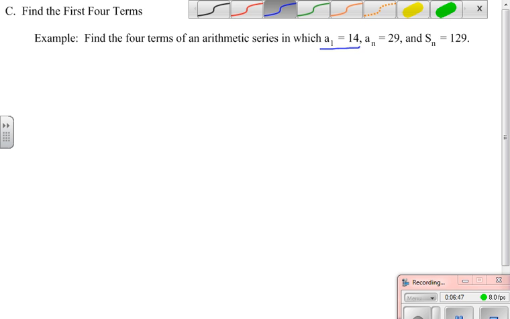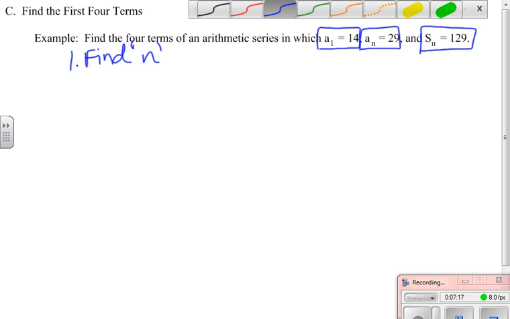When I give you A1, I give you the nth term, and I give you the sum of that nth term. So this is a 2-step problem. So first, we need to find n. We need to know how many terms we're dealing with before we can use the formula from 11.1 to write the equation and/or find the first 4 terms. So first we need to find n.